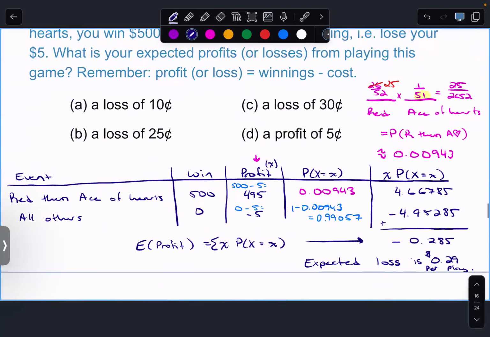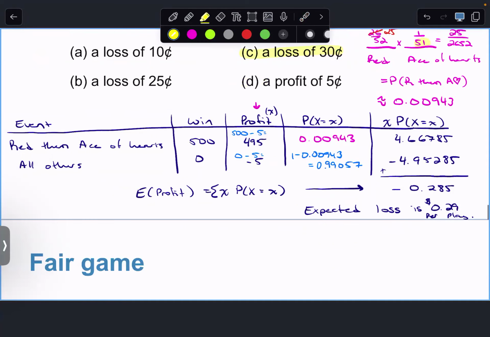Oh, and I guess we need to choose one of these. Well, they're all a loss, so A, B, or C, and I'm going to go with 30 cents, even though I got 29 cents, but they like to be pretty frivolous with their rounding, so go for 30 cents or 29 cents. Cool. Any questions about that one? Kind of fun, I think.